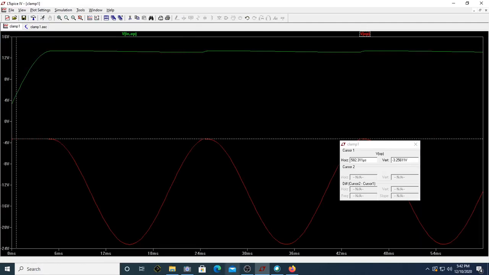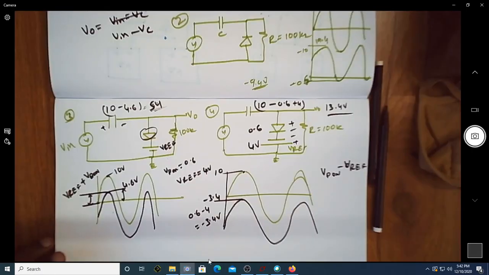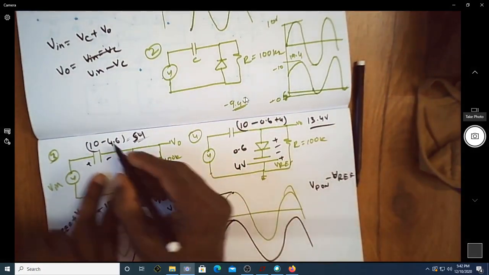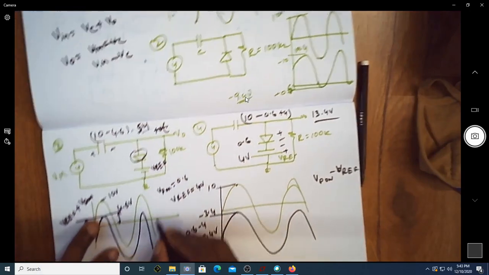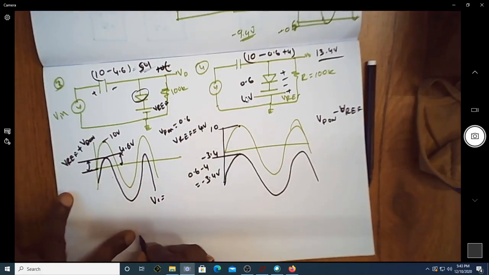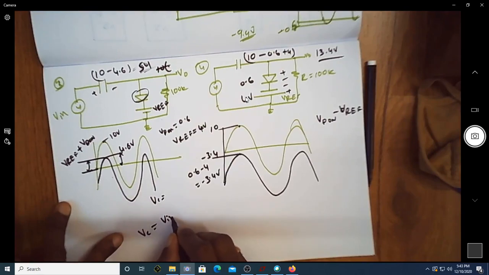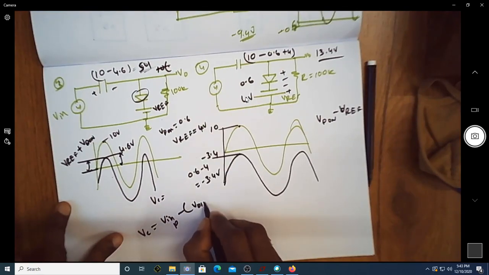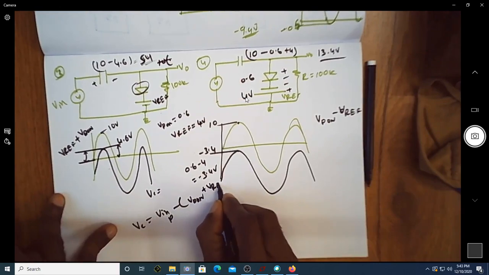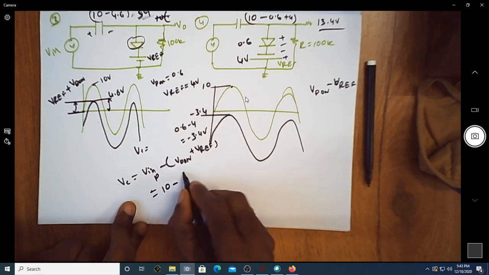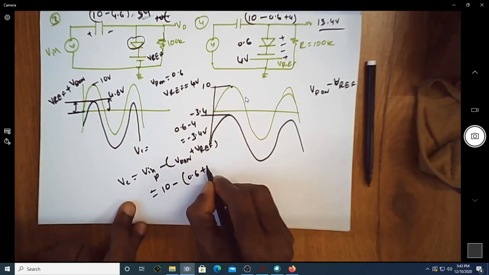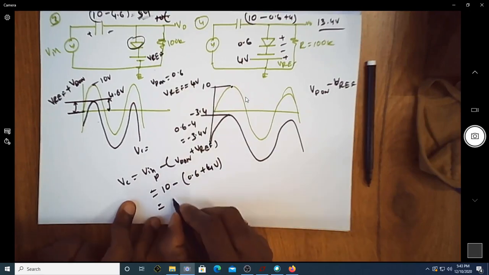See now the capacitor voltage, which was supposed to be 13.4 as per this. Here we wrote VC is equal to V in peak minus VD on plus V reference. This is a general expression. So the peak voltage here is 10 volt minus 0.6, and this is 4 volt. So that's why this was coming out to be 5.4 volts.